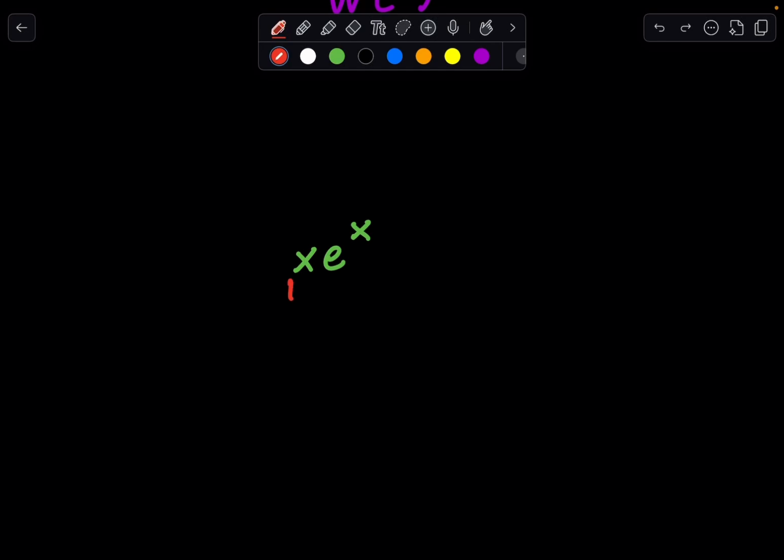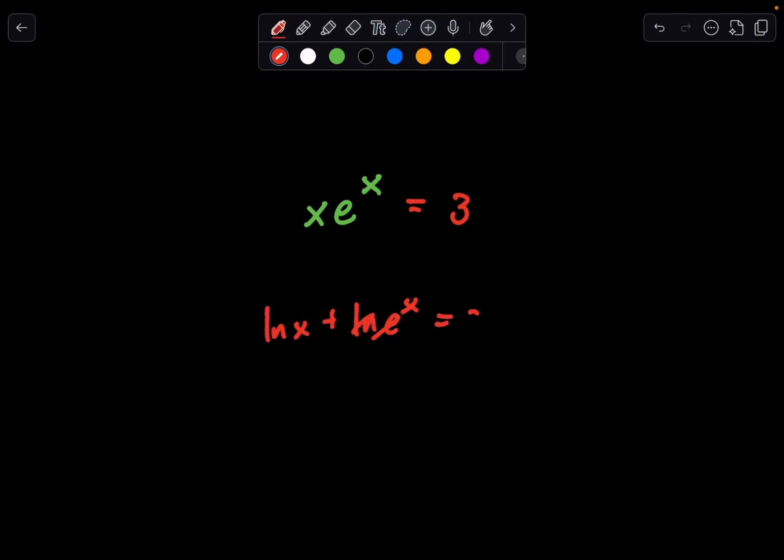If I wanted to solve for x, let's say that this is equal to 3, how could I solve for x in this scenario? You could try algebraic manipulation, saying x is equal to 3 times e to the negative x, or you could try taking ln. You could do ln of x plus ln of e to the x, cancel, equals 3. Then you get ln x plus x equals 3. But you can't really get anywhere with this.